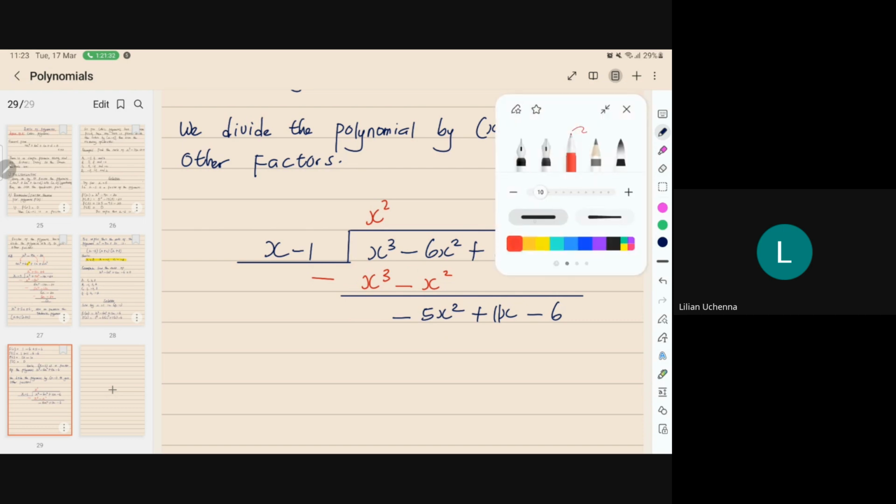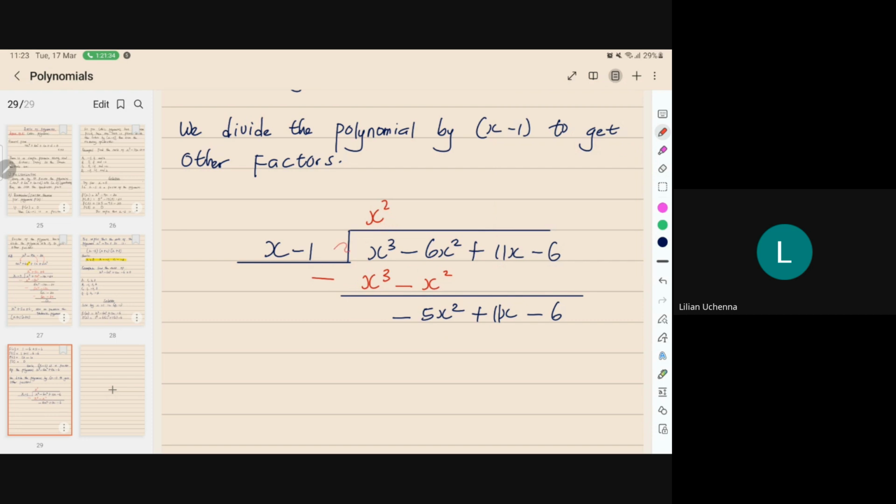So we divide again, and I'm going to have minus 5x squared divided by x, that will give us minus 5x. So minus 5x, you multiply through, this will give us minus 5x squared, then plus 5x. Then remember, we are going to subtract. So hope you are following. I'm going to bring down minus 6 right here. Minus times plus is minus, right? So 11 minus 5 will give me 6x. Minus times minus is plus, so that one will cancel out.